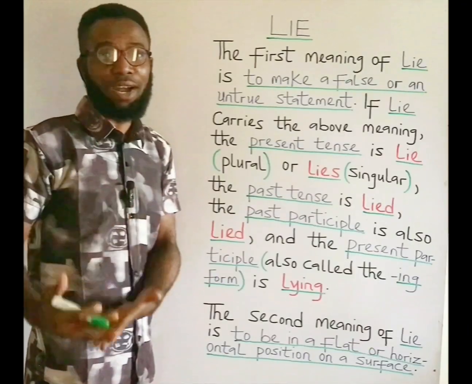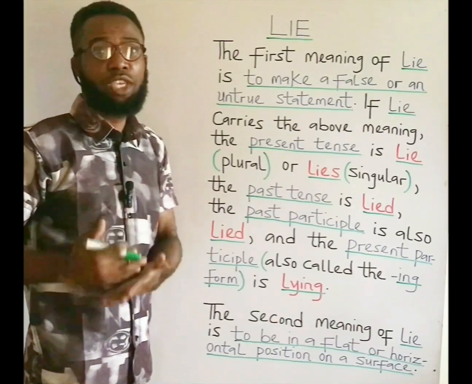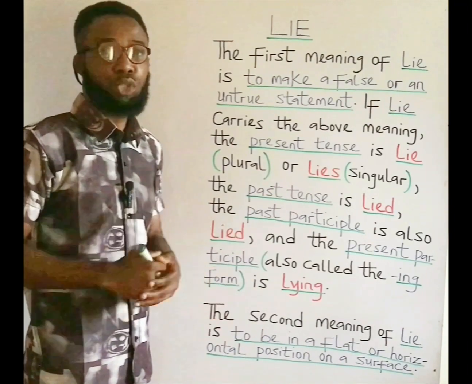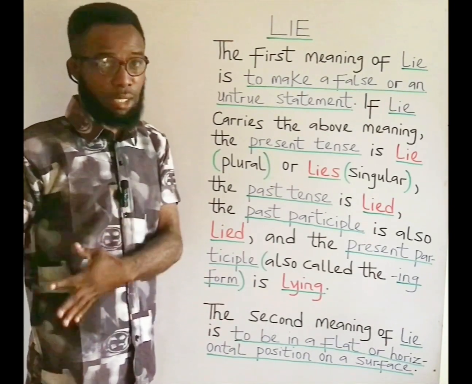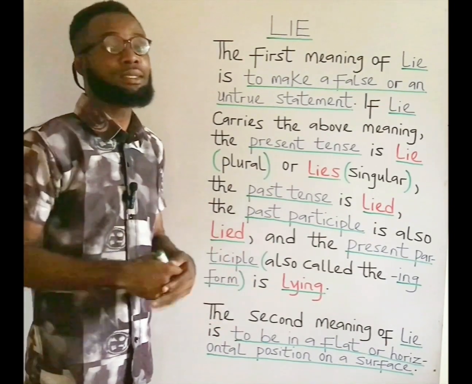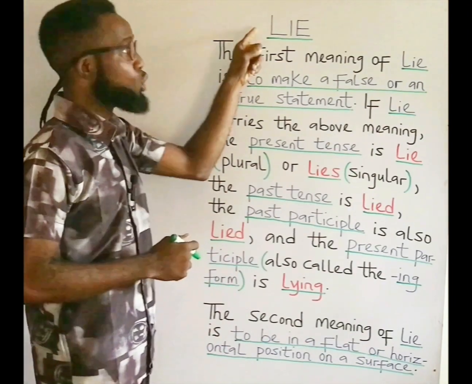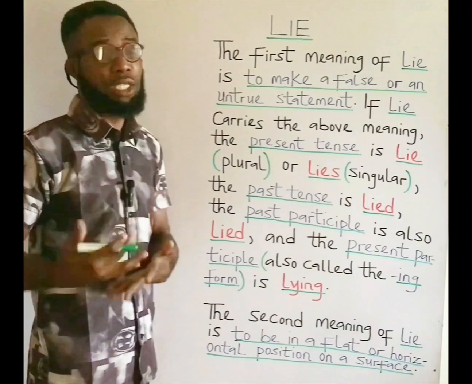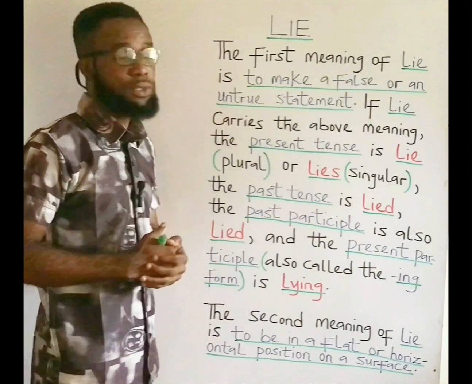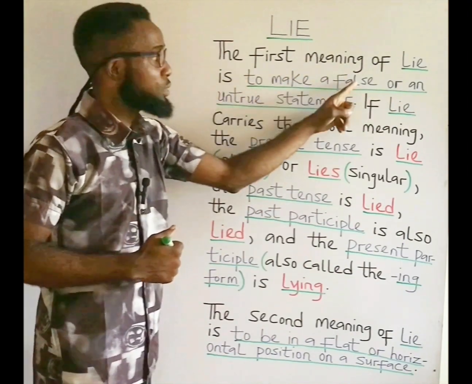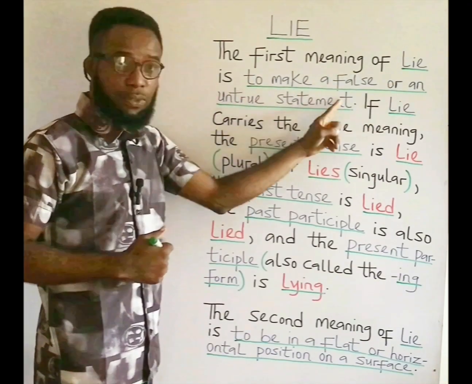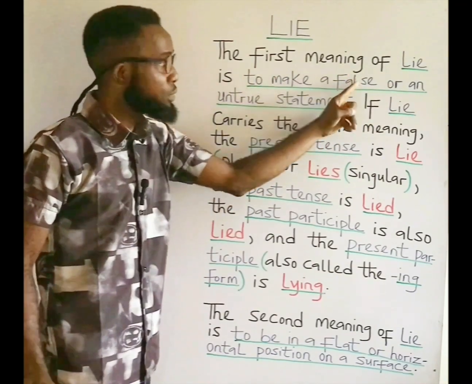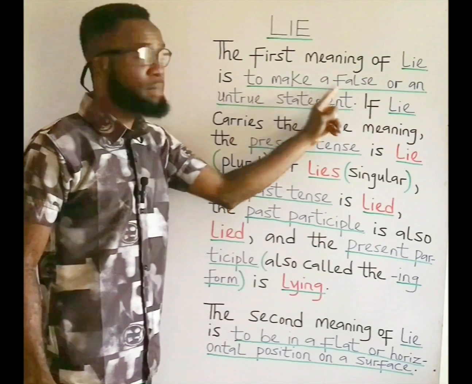You are welcome back. Remember, we are looking at the difference between lie and lay. Let us jump right in. Let us look at the first word, lie, spelled L-I-E. The first meaning of lie is to make a false or an untrue statement.